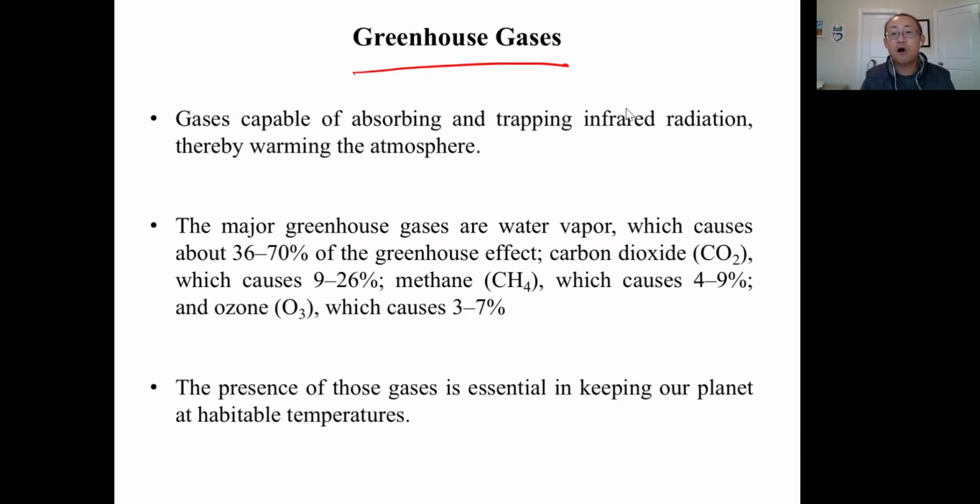The main greenhouse gases are two. The first one is water vapor. Okay, moisture in the water vapor causes about 36 to 70% of the greenhouse effect. And the second most important one is carbon dioxide, which causes 9 to 26%. And the other ones include methane and ozone. These are minor contributors of the greenhouse effect. But the most important two are water and carbon dioxide. And again, the presence of these greenhouse gases is essential for keeping our climate warm.